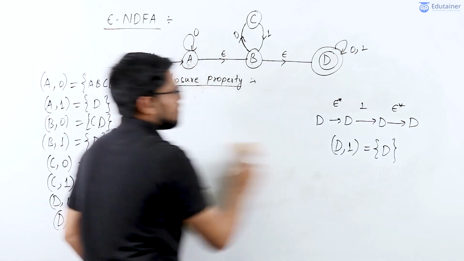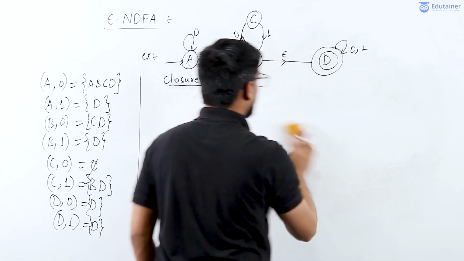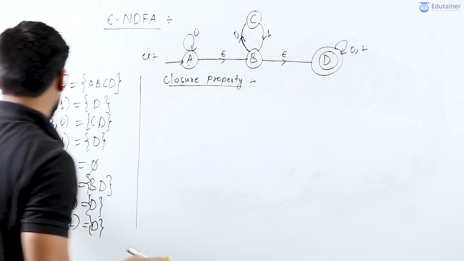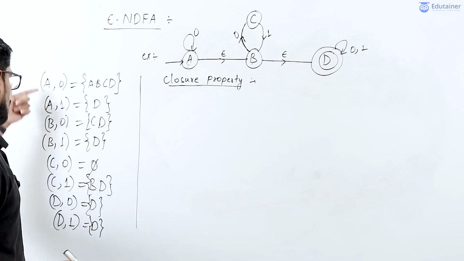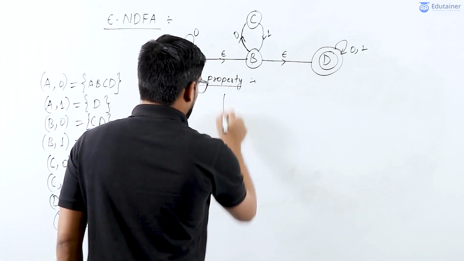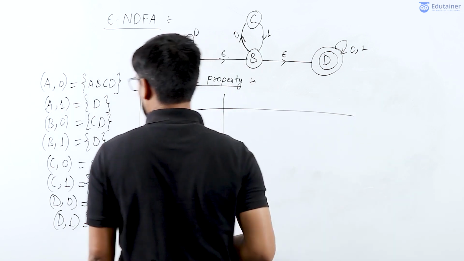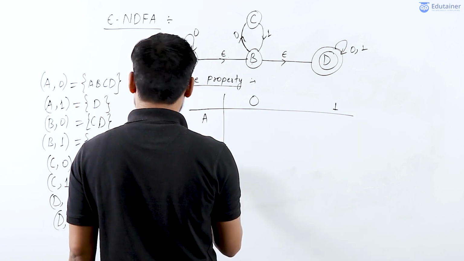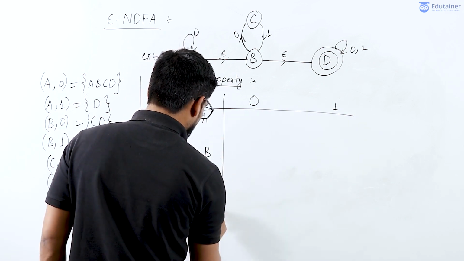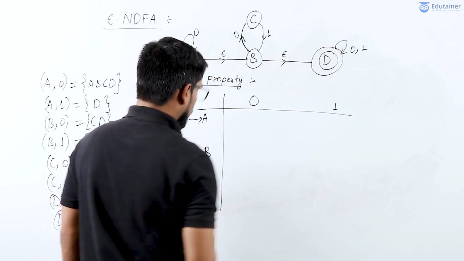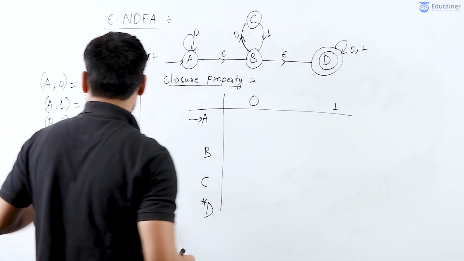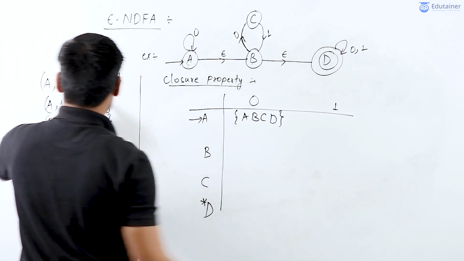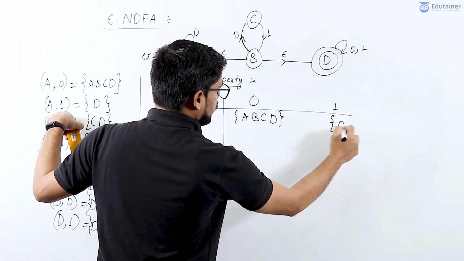Using this closure property, I get all the moves of all the states for input alphabets 0 and 1. Now the final step is making the transition table. We have two input alphabets, 0 and 1, and four different states, A, B, C and D. A is the initial state and D is the final state. A on 0 is A, B, C, D, and A on 1 is D.